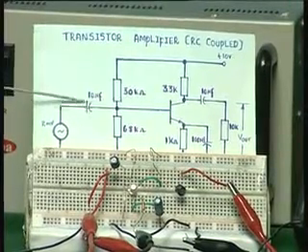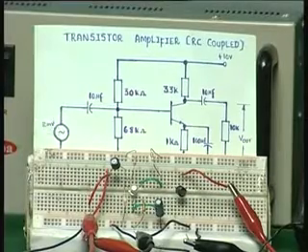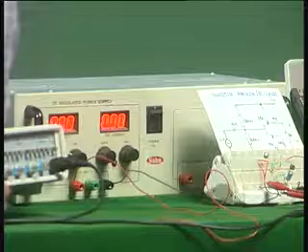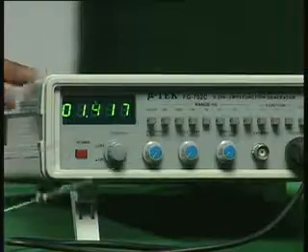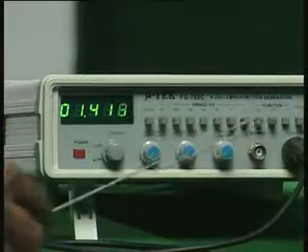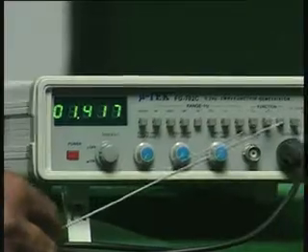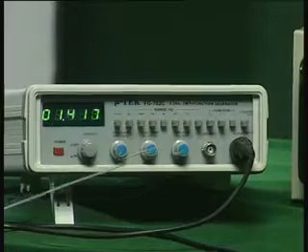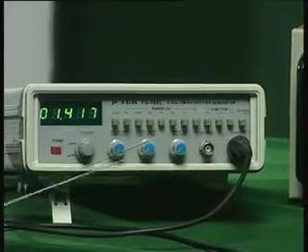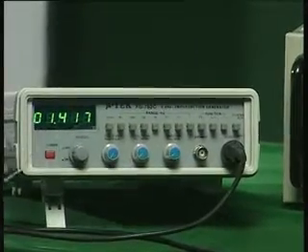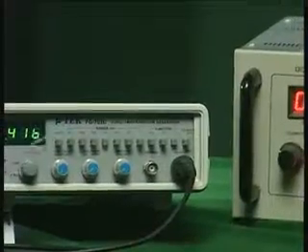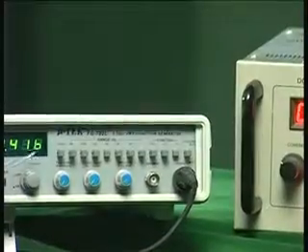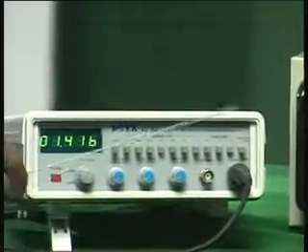I have put a coupling capacitor and an AC signal source. This is the AC signal source, which is a function generator that can generate different types of waveforms: sine, square, triangle. I have chosen the sine wave, and these are for selecting and varying the frequency and the amplitude. I have kept around 1 kilohertz frequency and some small voltage, a few millivolts.